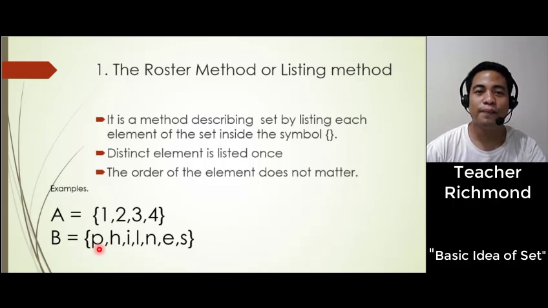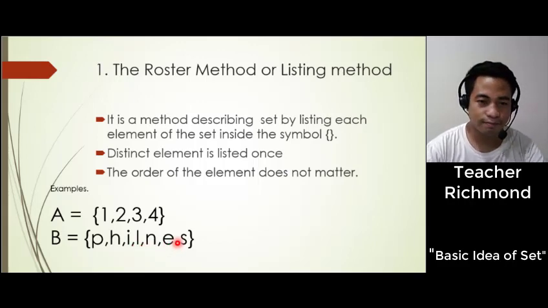Now, if you would use the roster method, you will just type the letter P once. So, look at this. We have the word Philippines, but when it is listed already, the elements are P, H, I. How many I's in the word Philippines? L, N, E, S. Okay, you got that?